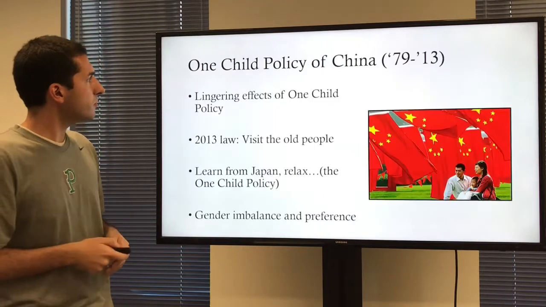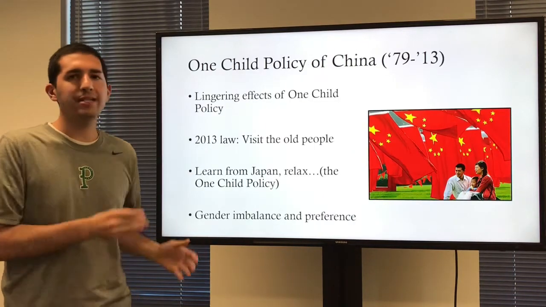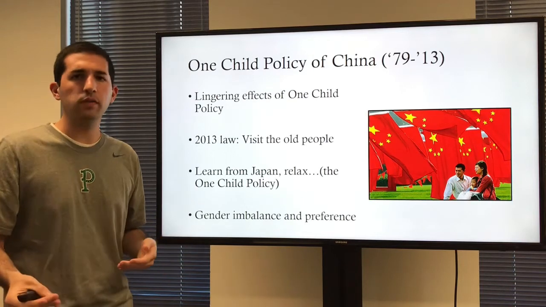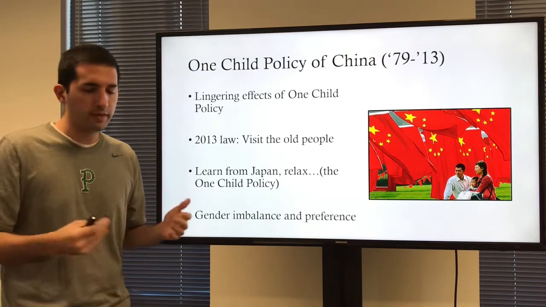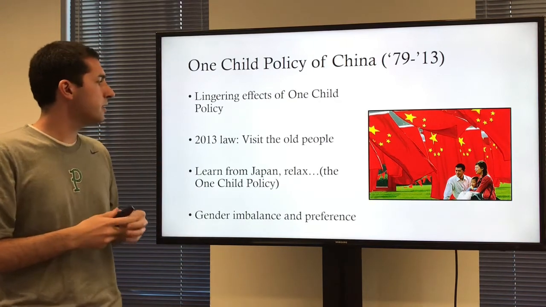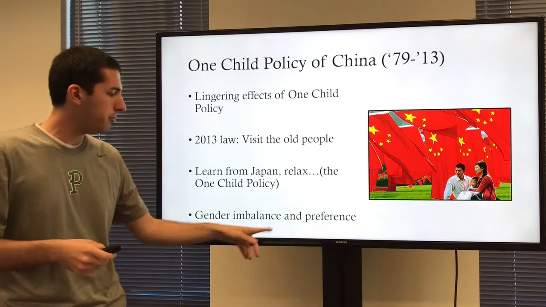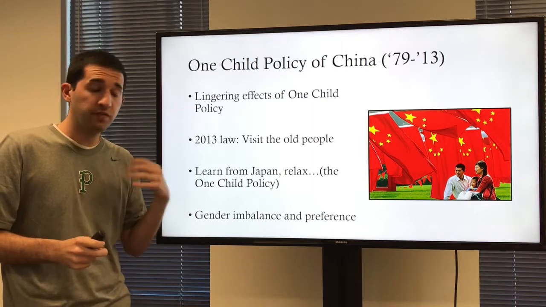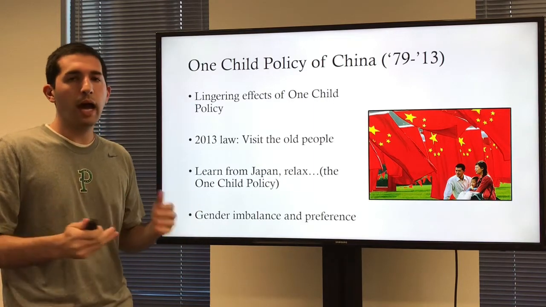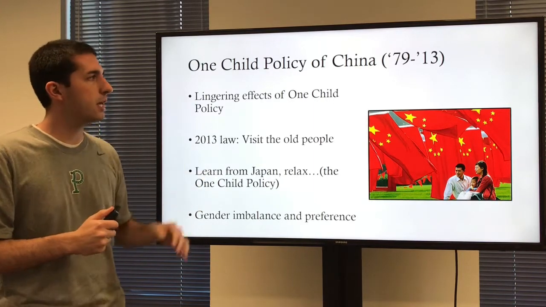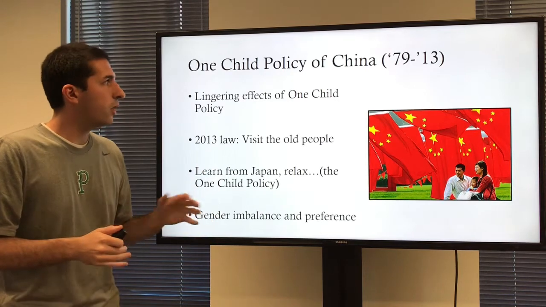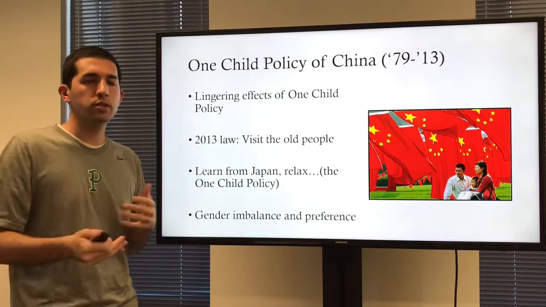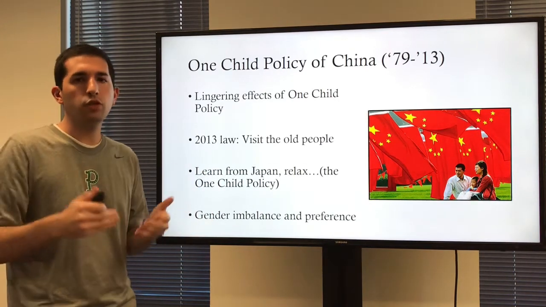One-child policy in China, it lasted from 1979 till 2013. There's lingering effects of the one-child policy to this day, largely through gender imbalance and preference. So we see gender imbalance to the tune of 50 million more men than women now in this generation that has come up through this time because of the one-child policy and a preference towards males that goes back to Confucian values.